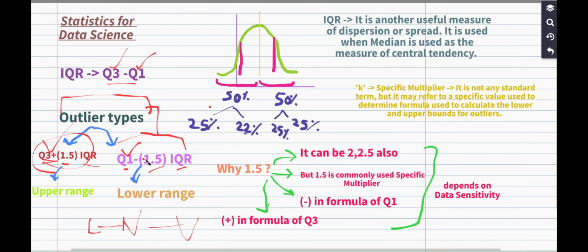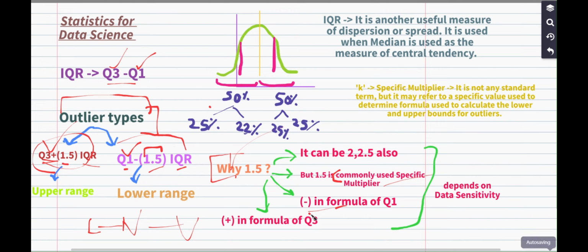But why are we taking 1.5 here? We can take 1, we can take 2, we can take 2.5 even, but why 1.5? The question comes here, why 1.5? It can be 2, 2.5 also, but 1.5, I would like to say, is the commonly used specifier. You will see that in most numericals we will not use 2 or 2.5; we will be using 1.5 as the specific multiplier.